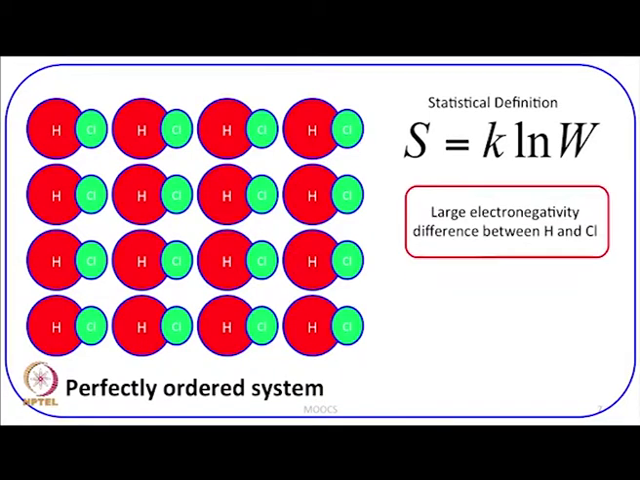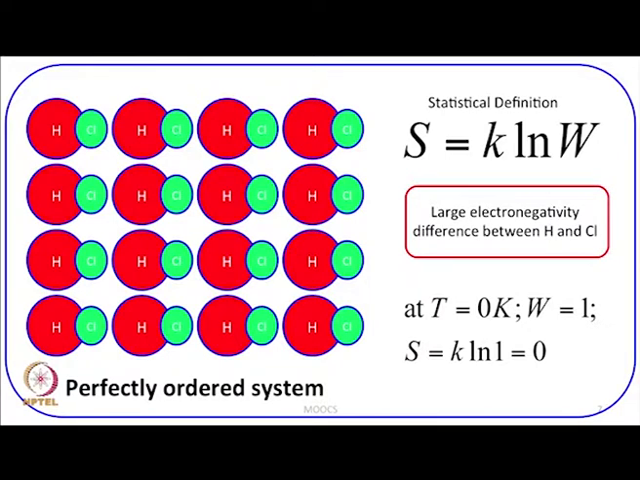And then if you substitute W equal to 1, S is equal to 0. So therefore, the entropy of this system for HCl at T equal to 0, when the system is in perfectly ordered shape, is equal to 0.